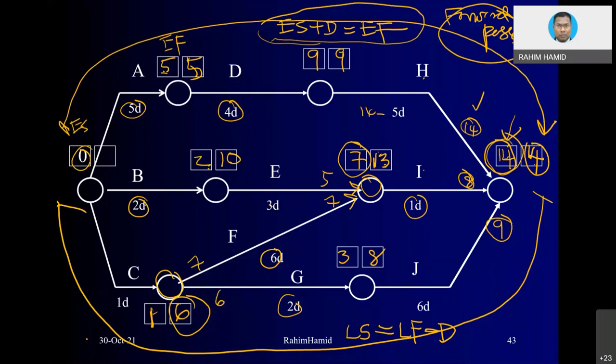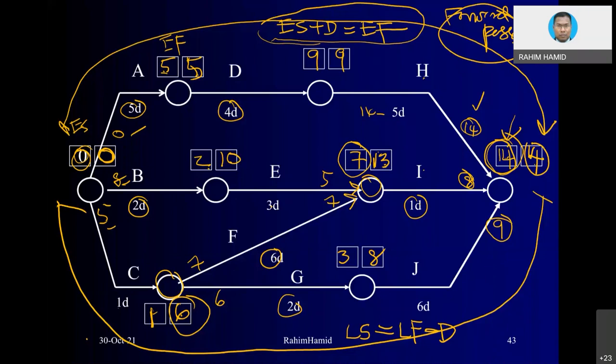10 minus 2 equivalent to 8. How about A? 5 minus 5 equivalent to 0. And then how about C? 6 minus 1 equivalent to 5. And you notice that between 0, 8, and 5, which one is the smallest value? For sure it is 0. When you start with 0, you are going to end up with 0. That means you get the calculation right. You could not go wrong with this calculation if you do it correctly.